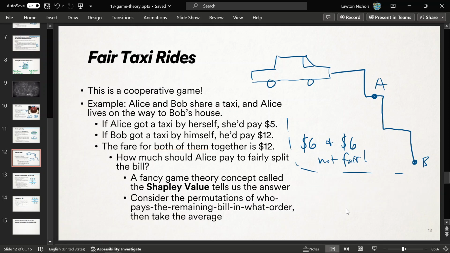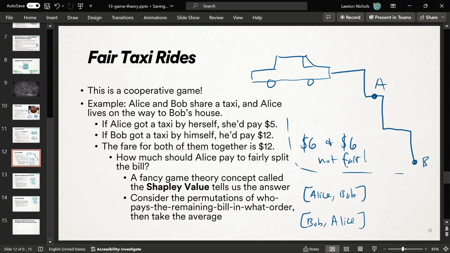So let me try and explain what I mean by that. Here's what you consider. Let's say Alice pays first, and then Bob pays. That's one ordering of the payments. Or Bob could pay first, and then Alice would pay. And the idea is they pay their fare, and then the next person pays the rest, whatever's left of the total.